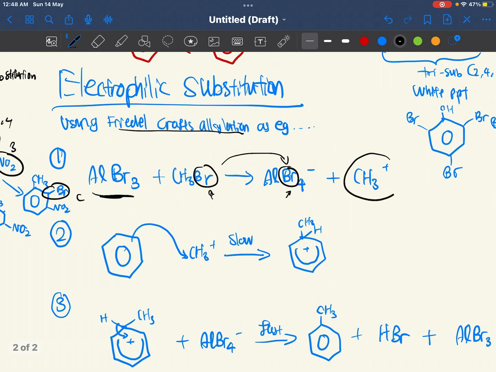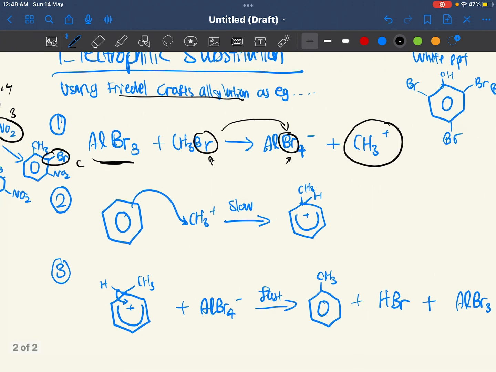Then you have to generate our electrophile, which is an alkyl group electrophile. Then the electrons in our benzene ring will attack our electrophile and it will form this structure here. So please note it's a slow step, and do note that our benzene ring is now actually open, so we must draw this U shape.